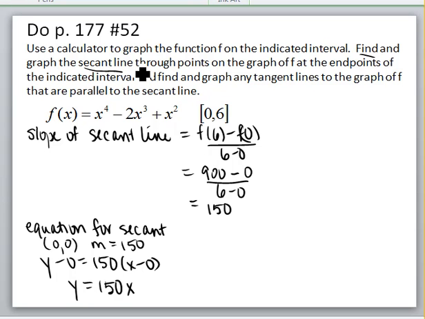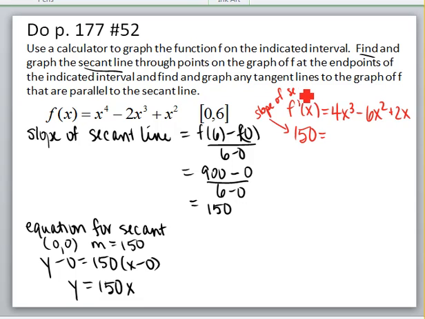Now the next thing I'm supposed to do is find and graph any of the tangent lines of the graph f that are parallel to the secant line. So in order to find those tangent lines to the graph, I need the derivative. So the derivative is 4x cubed minus 6x squared plus 2x. We're going to set this equal to the slope of the secant line, 150. Remember, we want any of the tangent lines to be parallel to the secant line, so we're going to set them equal to each other and find out at what x values this occurs.